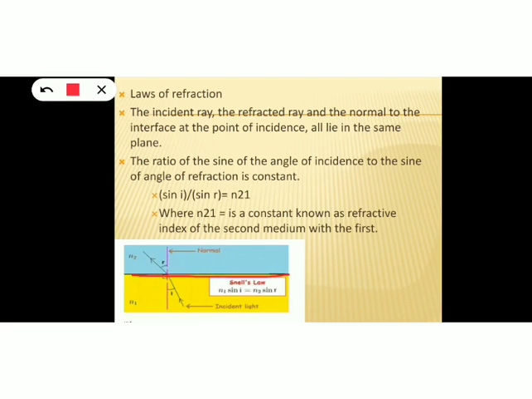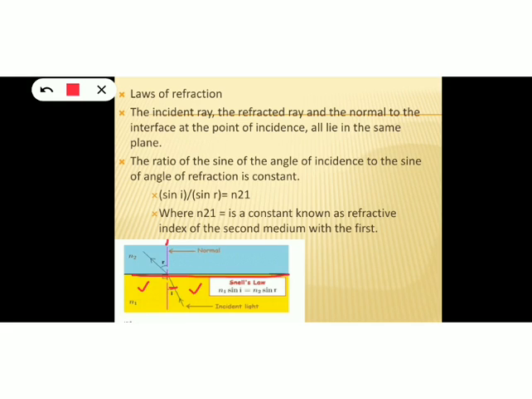This is the boundary, and this is the incident ray. The yellow portion represents the incident ray, and this small i is the angle of incidence. This is the normal, so i is the angle between the normal and the incident ray. And this medium has a refractive index n1.